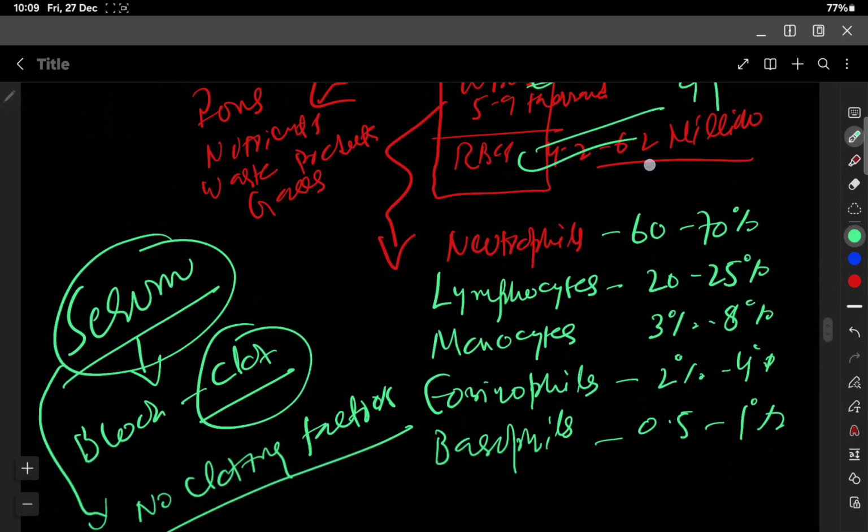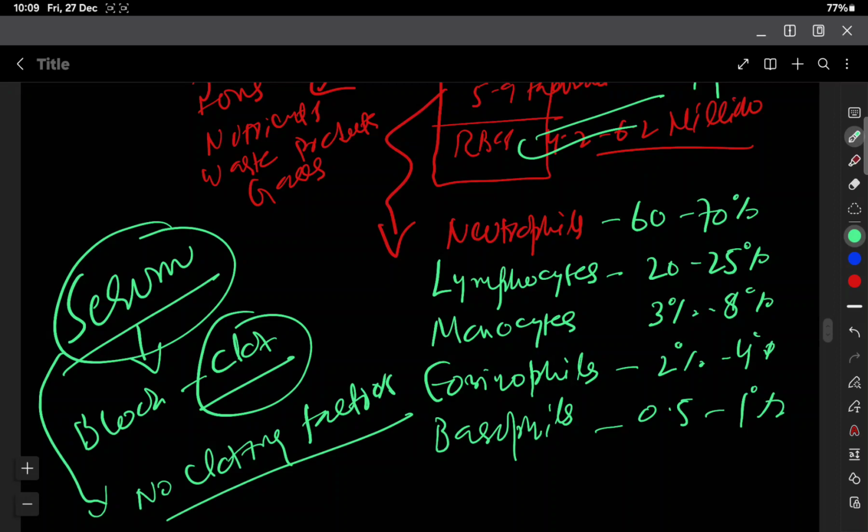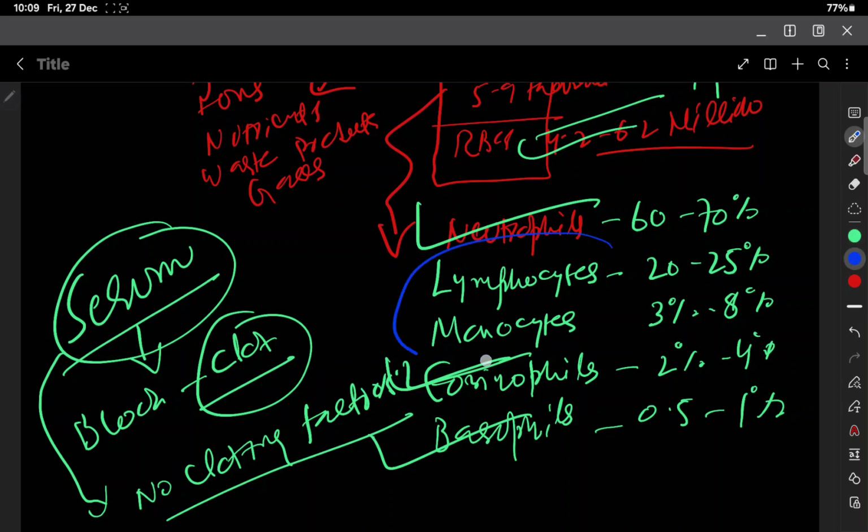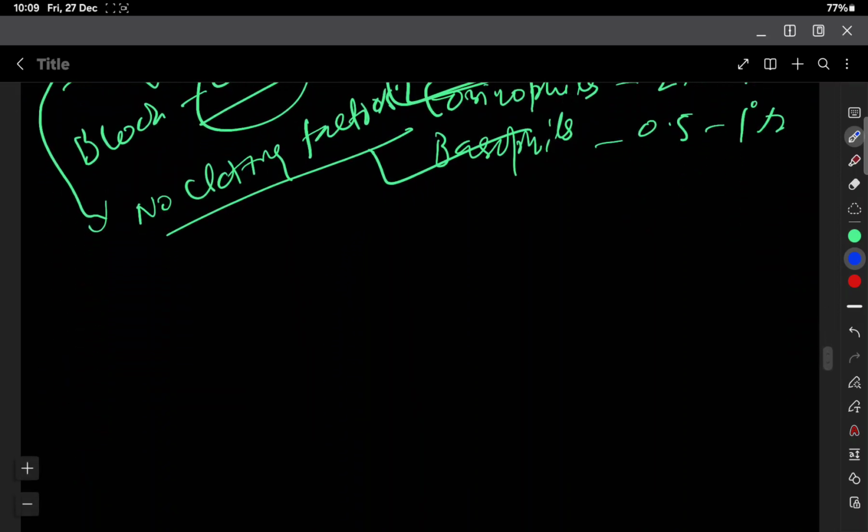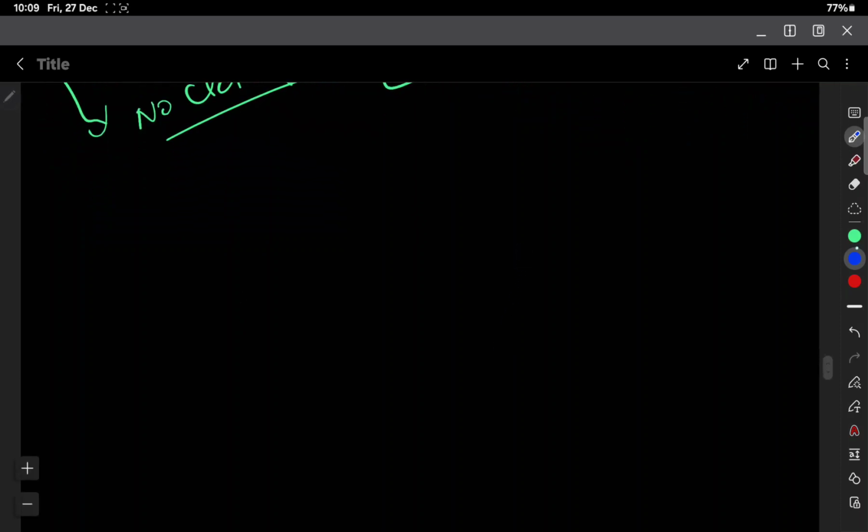WBCs can be differentiated into two types: granulocytes and agranulocytes. Neutrophils, eosinophils and basophils are called granulocytes, while lymphocytes and monocytes are called agranulocytes. And we have already studied hematopoiesis, or hemopoiesis, how the formation of blood cells occurs, so I will not discuss that here.